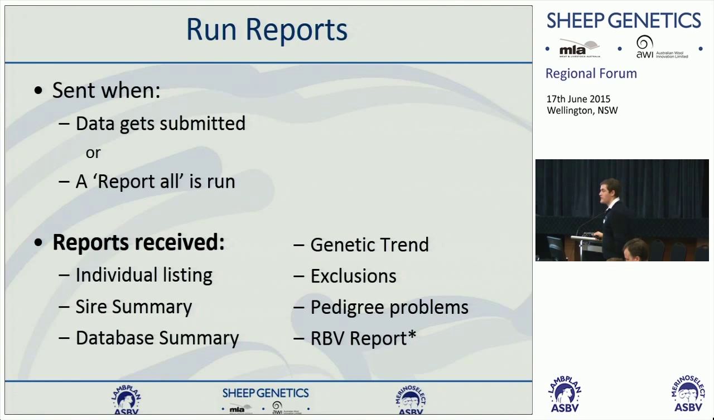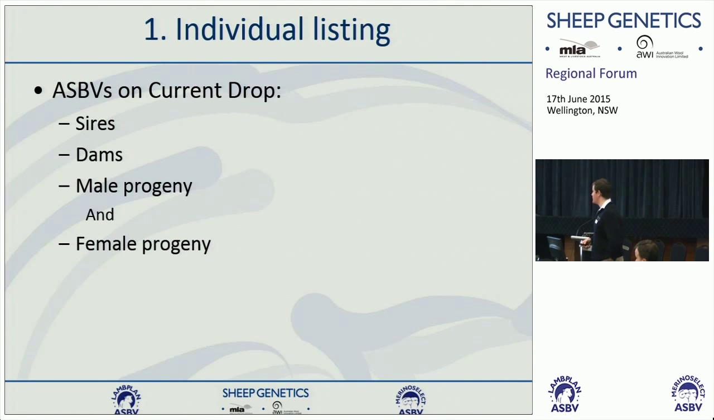All right, so these reports that you get, you won't get them all, but most of you will get an individual listing, a size summary and a database summary report. So you'll get these 3 no matter what. And a genetic trend report. And then depending on if you had any issues, you might get an exclusion report as well, or a pedigree problem report. And if you're up to the stage of doing genomics, which is really, really good, you get an RBV report as well. So I'll run through those reports now, starting off with individual listing.